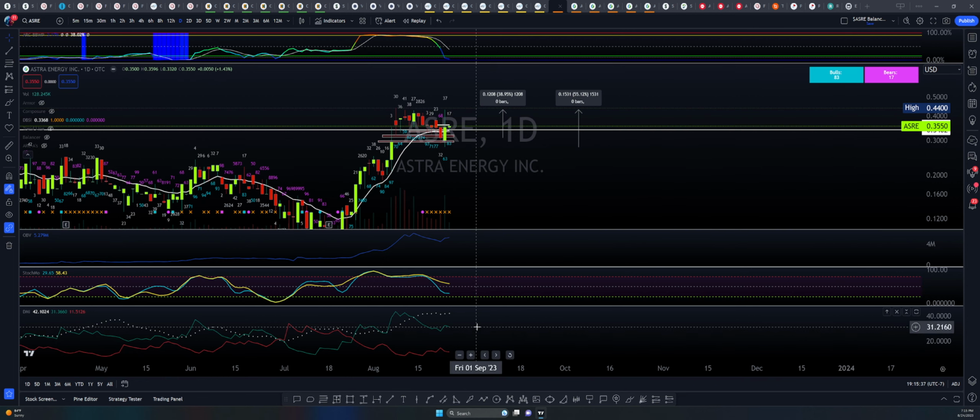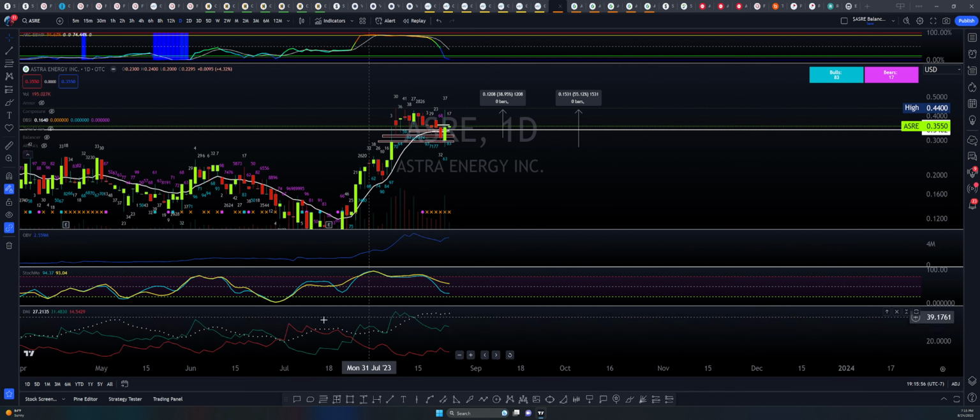And currently, please notice that the ADX, which is a very important factor within this indicator, is currently sitting at 42%. That is massive.